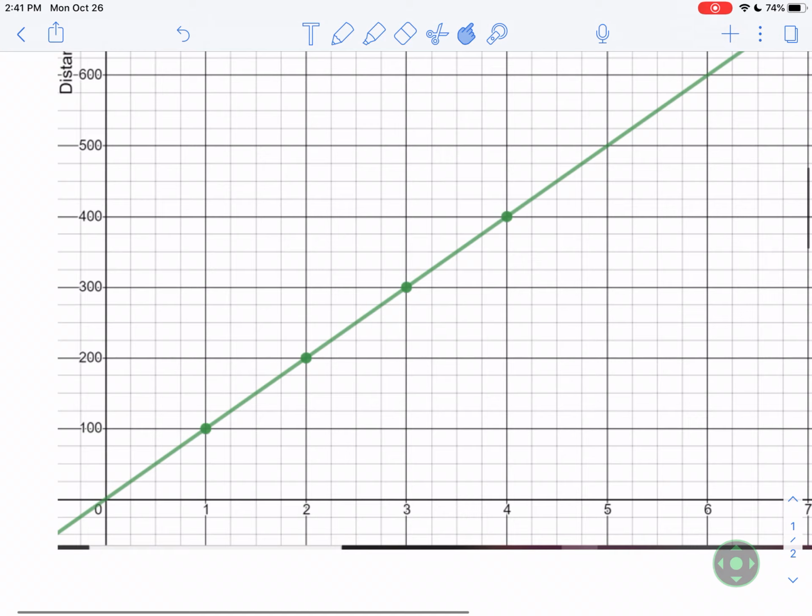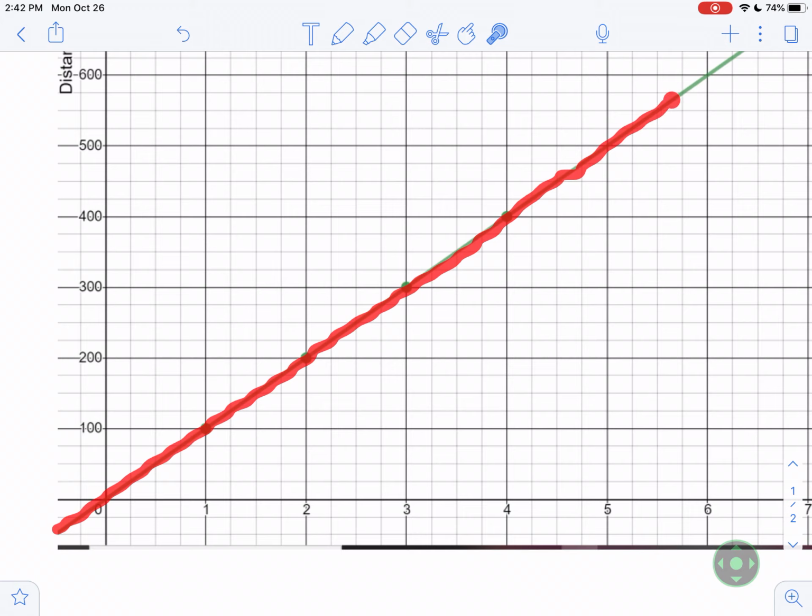So what you would do is to plot (1, 100), you would go over on your horizontal axis to 1, and then you would go up to 100. So this would be the point (1, 100). For (2, 200), you would go over to 2 on the horizontal axis, and you would go to 200 on the vertical axis, and where those two lines meet, that would be the point (2, 200). So you can plot your 4 points on our graph, and then I'm going to take my ruler and I'm going to draw a line of best fit.